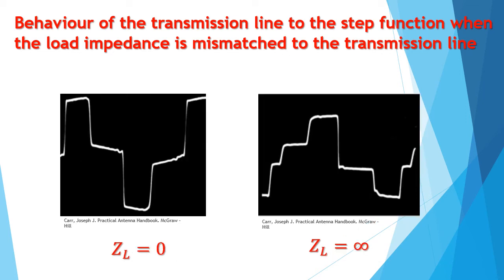And this is a perfectly mismatched line. In the first example, we have our load equal to a short circuit, 0 ohms. So this is a transmission line that is terminated by a short circuit. So this will be the waveform that will be displayed in the oscilloscope. And in the second example, this is a transmission line terminated by an open circuit. So we can also determine if the transmission line is terminated in an open circuit or in a short circuit.